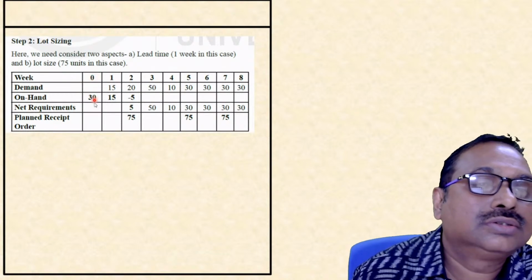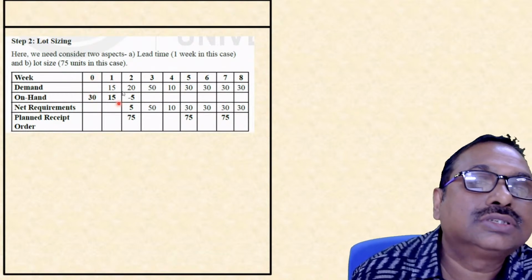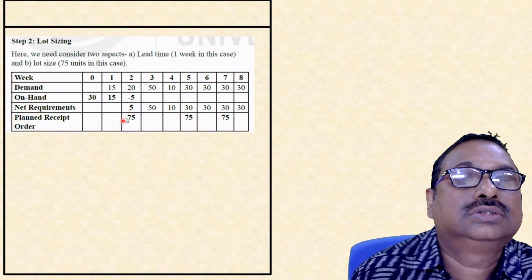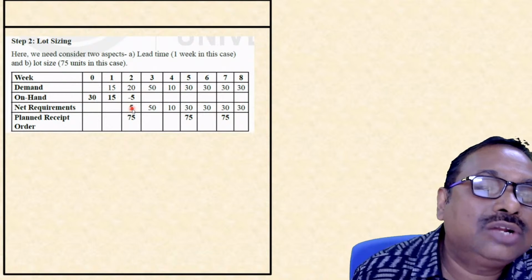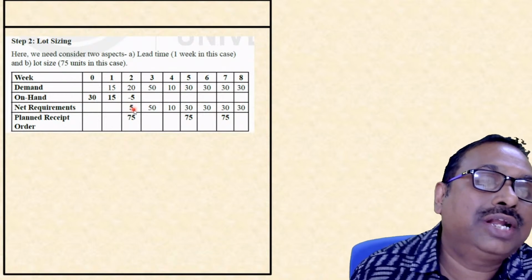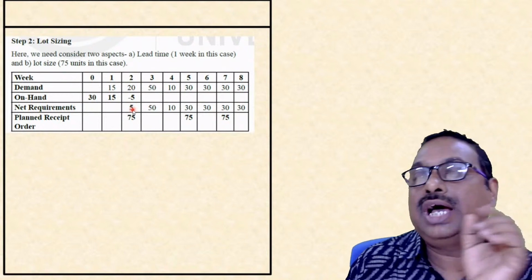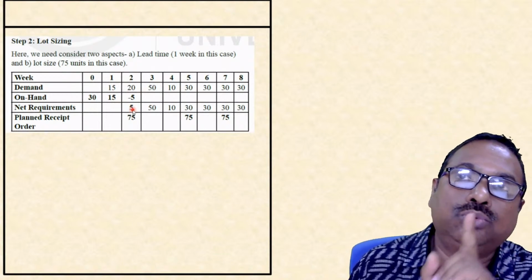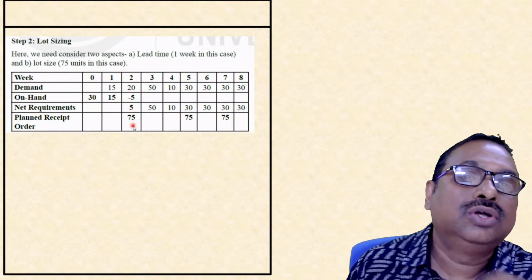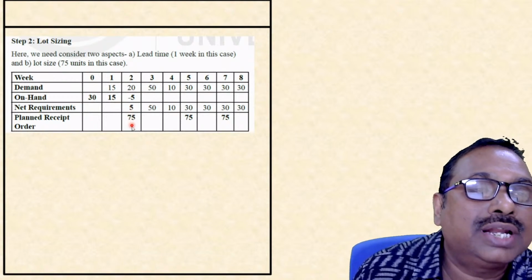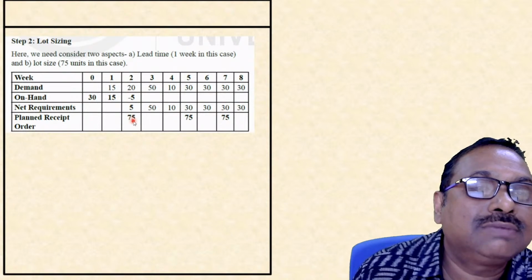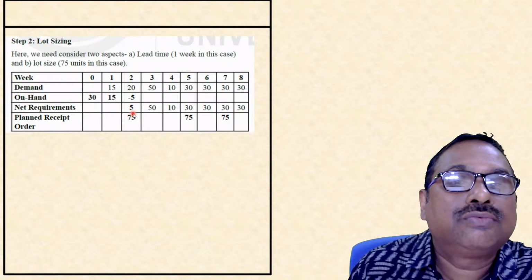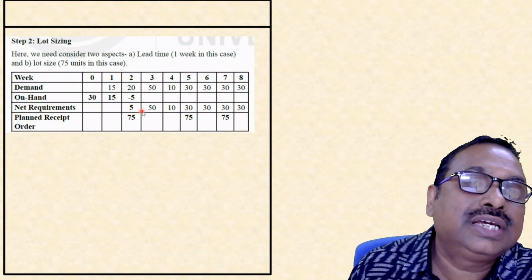So in week 0 we have 30 items. Right? First week we don't require. So here in the second week we require 5. Our net requirement is 5. So as we have discussed, we cannot give an order for less than 75. So we give an order for 75. So here we have to receive the 75 order. Suppose we receive 75, 5 goes, now it is 70.